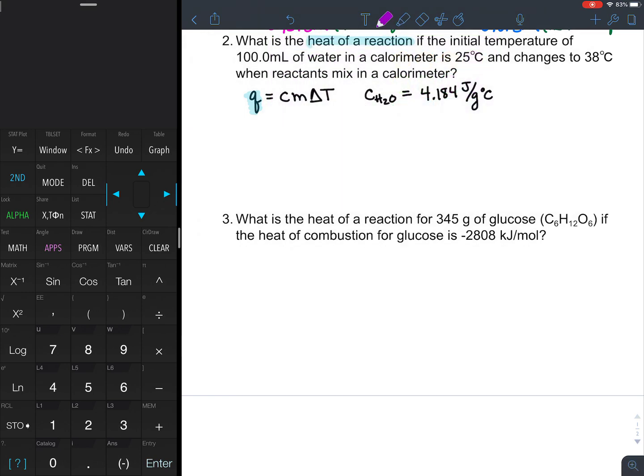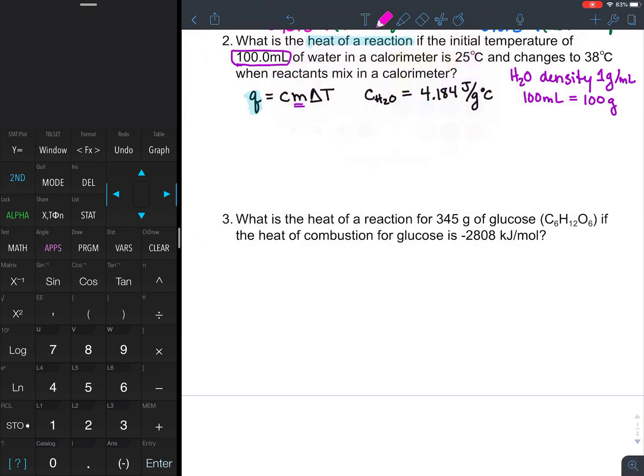Now, when we do this, it's interesting that 100 milliliters of water is used instead of a mass, and we know that we need mass, so how do we get that? Well, we know that the density of water is 1 gram per milliliter, and so we know that 100 milliliters is equal to 100 grams. So we can use that.